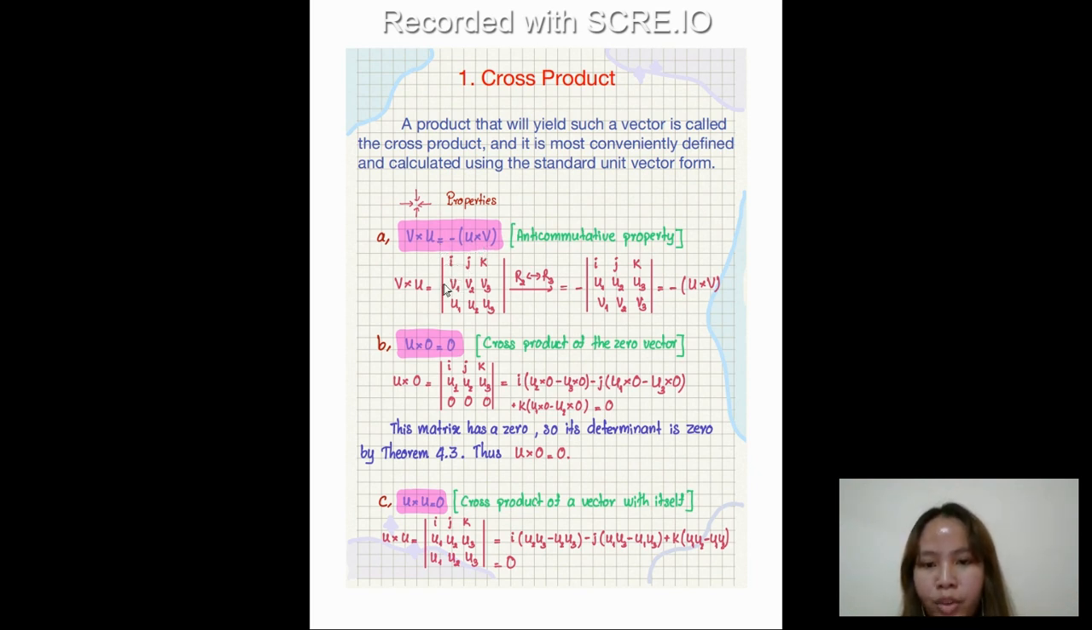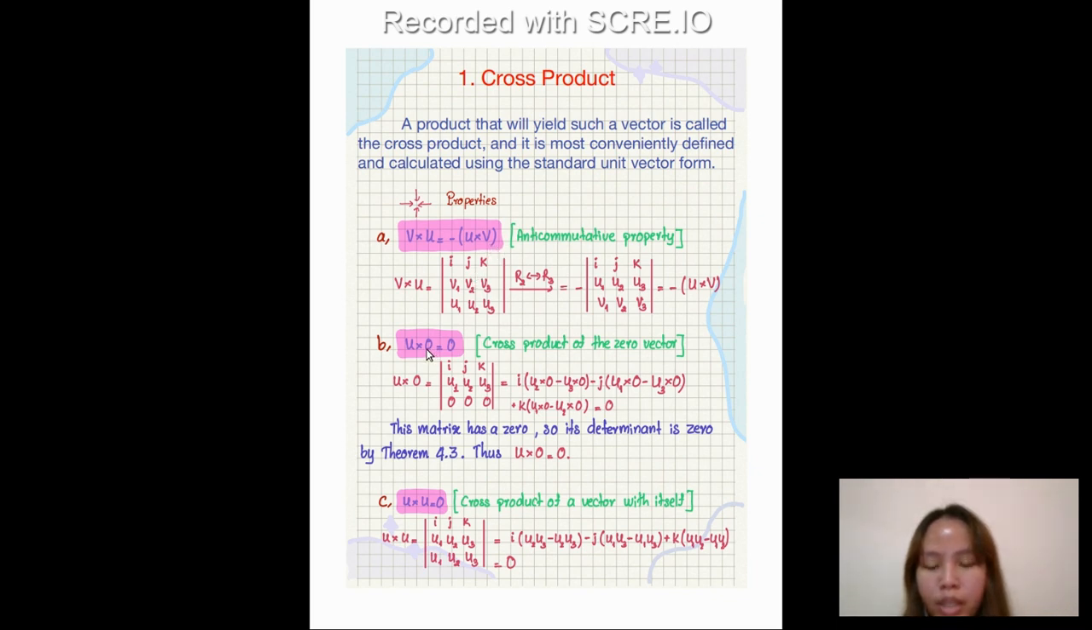And here is the proof. V cross U equals the determinant of a 3 times 3 matrix. The first column is i, j, k, the second column is the value of V, the third column is the value of U. And now we use a row interchange of row 2 and row 3, and we get negative of the 3 times 3 matrix, i, j, k. The second column is the value of U, and the third column is the value of V, equal to negative of U cross V, which means that this property is true.